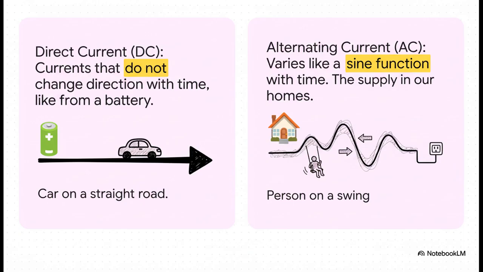Imagine direct current. DC is like a car driving on a perfectly straight road. It just goes in one direction, steady and constant. But AC? Oh, AC is more like a child on a swing, a jula. It goes forward, then backward, always changing direction. See? It moves just like a wave, going up and down, up and down.